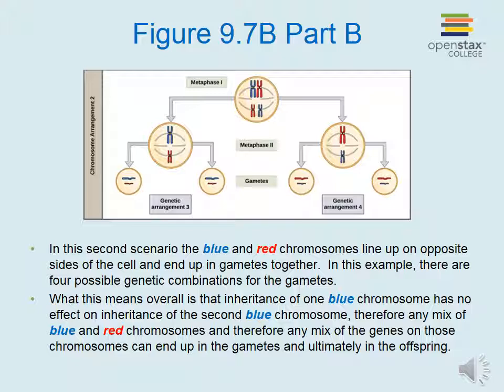What this means overall is that the inheritance of one blue chromosome has no effect on inheritance of the second blue chromosome. Therefore, any mix of blue and red chromosomes, and therefore any mix of the genes on those chromosomes, can end up in the gametes and ultimately in the offspring. This is what the law of independent assortment states.